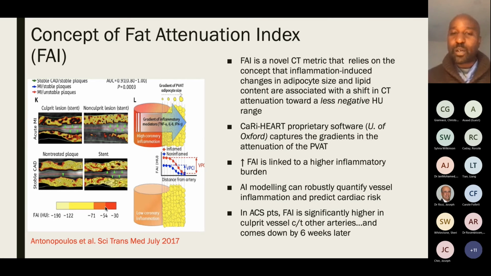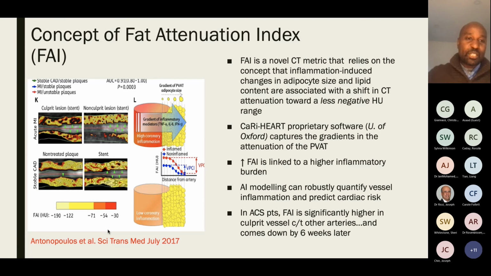And so there's proprietary software that was developed at the University of Oxford that captures these gradients in the attenuation of the perivascular adipose tissue. The higher the FAI number, the higher the inflammatory burden at the vessel level. So that being said, using machine learning and artificial intelligence modeling, you can robustly quantify vessel inflammation and predict cardiac risk. And you're seeing here in this figure that as you become less negative, the color goes from yellow to orange to red, and this is seen in the CT software analysis of this perivascular fat.